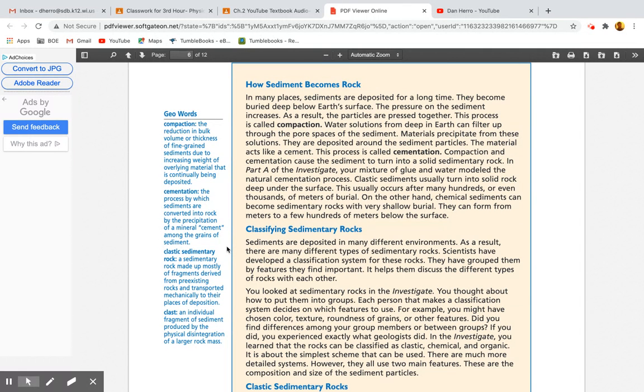Classifying sedimentary rocks. Sediments are deposited in many different environments. As a result, there are many different types of sedimentary rocks. Scientists have developed a classification system for these rocks. They have grouped them by features they find important. It helps them discuss the different types of rocks with each other.